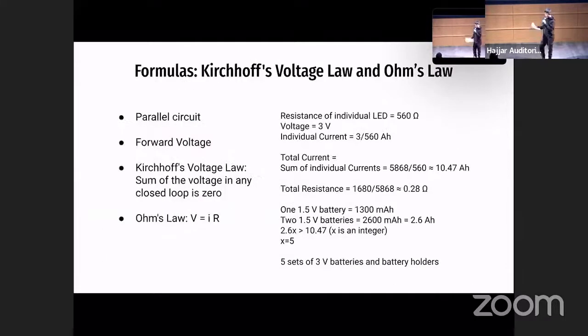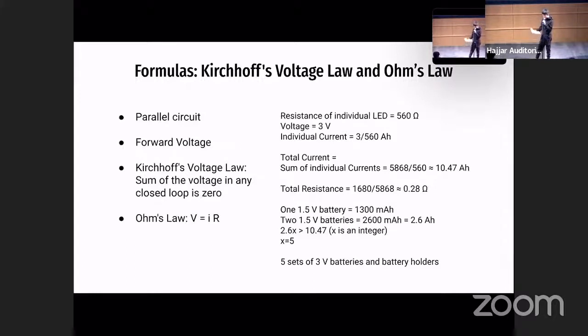So here's a bit of math. We know that the resistance of the LED is 560 ohms. The voltage is 3 volts from the battery. Using Ohm's law, which is voltage equals resistance times current, we get an individual current of 3/560 amperes per hour. Because there are 1,956 LEDs needed, it is 5,868 over 560 for the total current, which is about 10.47 ampere hours. And the total resistance is 0.28, using the same equation.